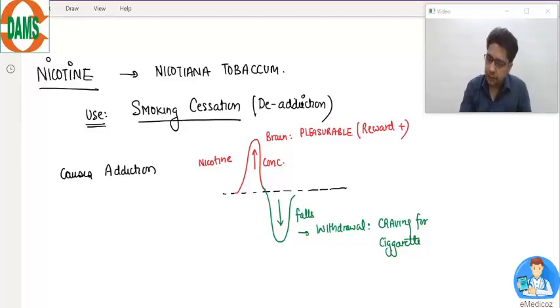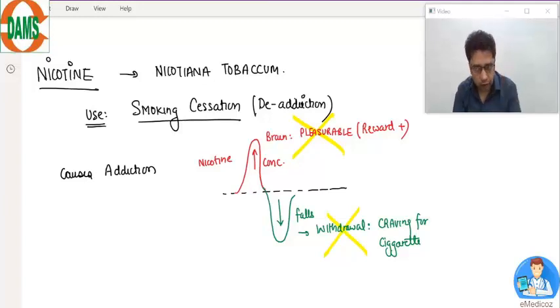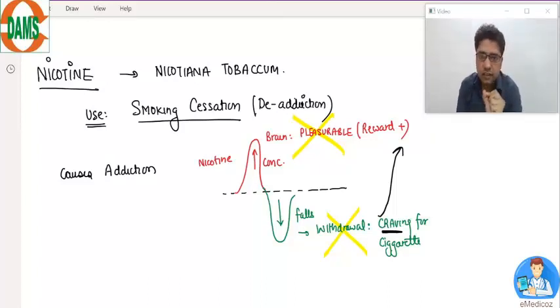Now my question is, in cases of drug de-addiction, remember, we don't want the person to have a pleasurable effect. And we also don't want the person to go into withdrawal. Because if a person goes into withdrawal or has craving, the person will again love to smoke. So in cases of addiction, we want to break this cycle of pleasure and withdrawal. Okay, so let's see what drugs we have for smoking cessation.